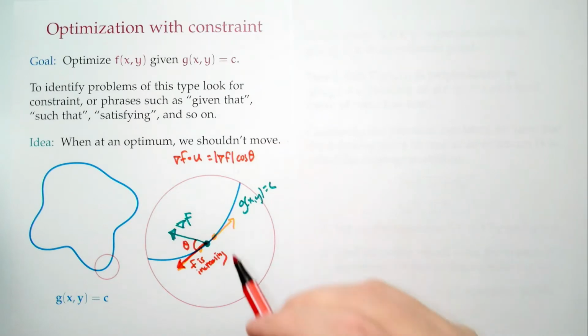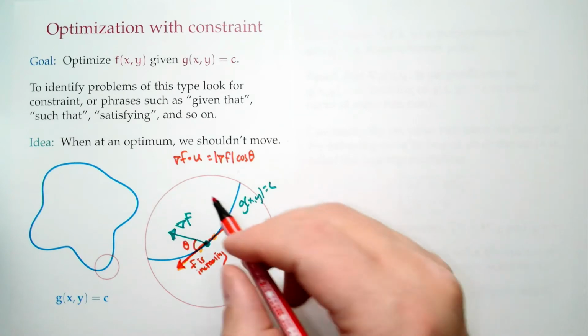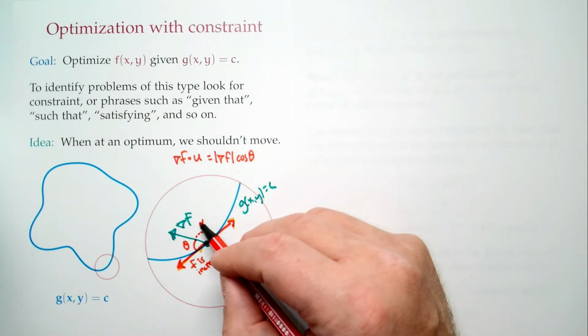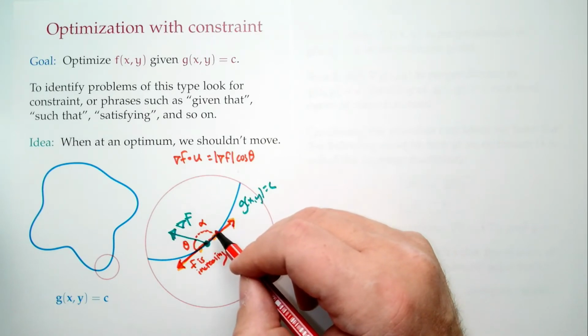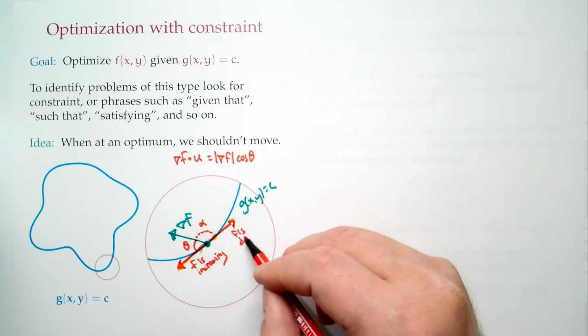What's happening in the other direction, on the other side? The function will be decreasing, because you can think about it here. Let's say this angle is alpha. This would be an obtuse angle. Cosine of an obtuse angle is negative. So on this side, f would be decreasing.